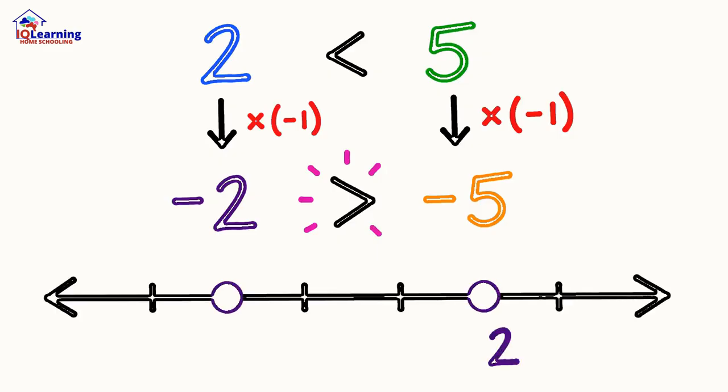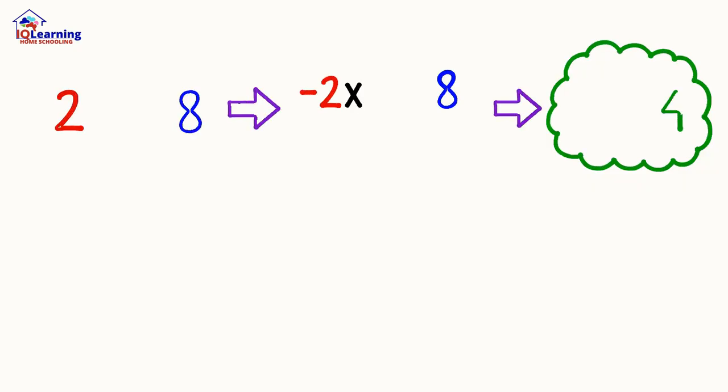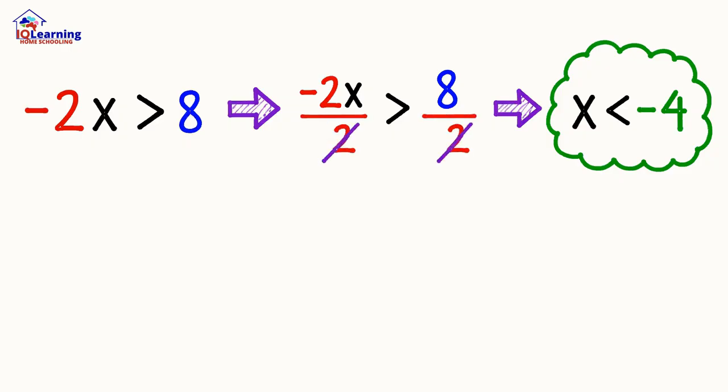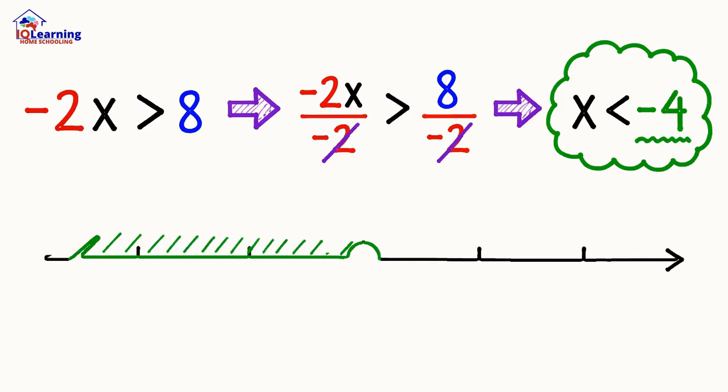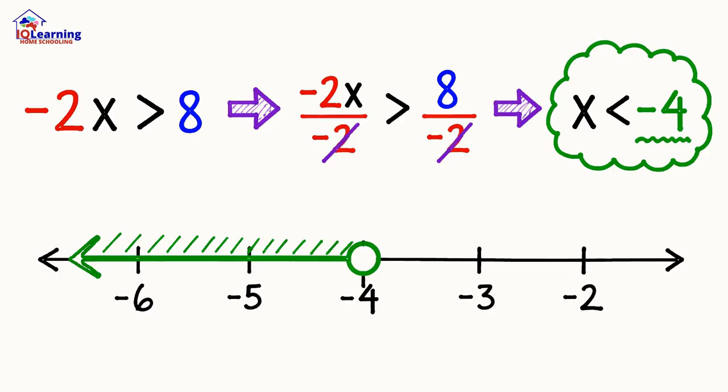The relationship reverses. So if you have -2x greater than 8, you divide by -2 and flip the sign, giving you x less than -4. To visualize this, we use a number line, a solid dot for or equal to, and an open circle for strictly greater or less than. For our solution, x less than -4, we'd put an open circle on -4 and draw an arrow pointing left, covering all the possible answers.